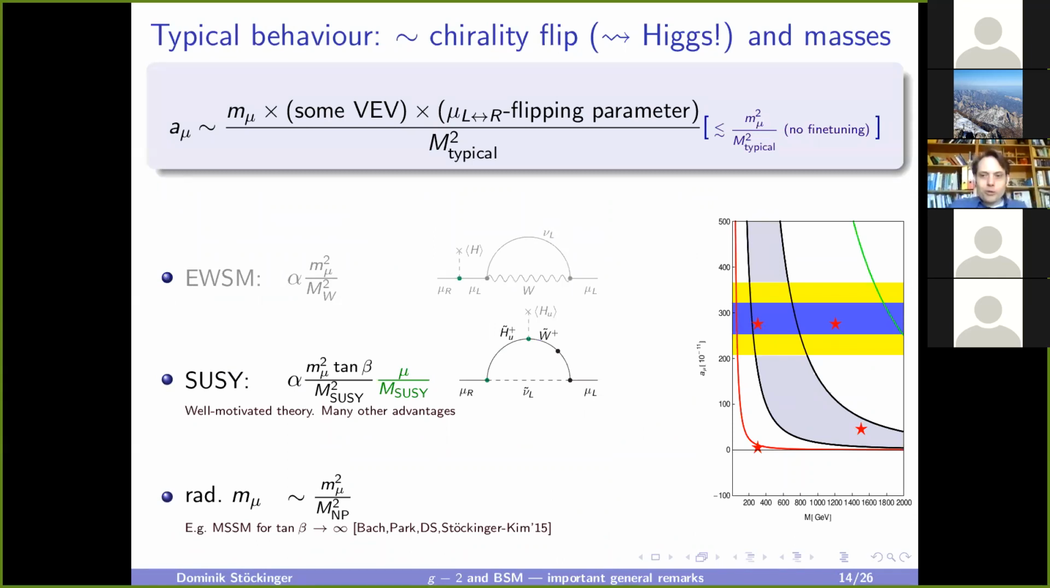I mentioned our concrete scenario from the MSSM with tan beta to infinity. So that was this kind of neat idea that in this limit of the MSSM, the muon mass is zero at tree level, because the vacuum expectation value v_d vanishes, but the muon mass is then generated via loops. So this is one possibility, but of course there are many others, but I didn't speak much about them. I see. Okay, thank you.